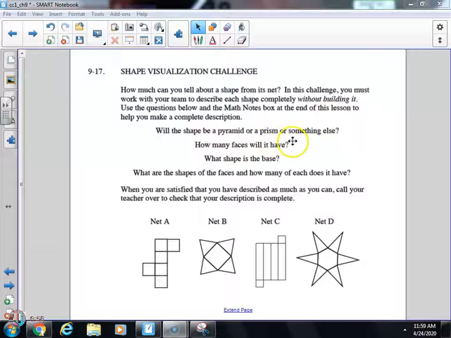How many faces will it have? What shape is the base? What are the shapes of the faces, and how many of each does it have? When you're satisfied that you have described as much as you can, call your teacher to check. So obviously, you can't call us over, so we'll talk about each of these 4 nets individually. Go ahead and pause your video. I encourage you to draw these pictures, the different nets, in your book, and then describe what you can below each of these 4 nets. Then you can add on to what you have found.